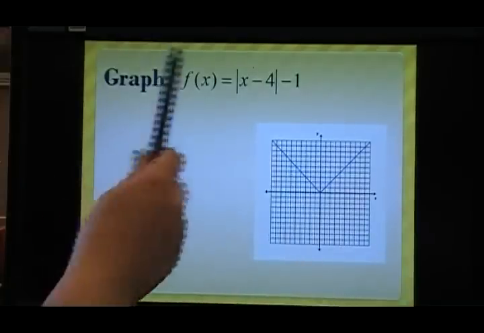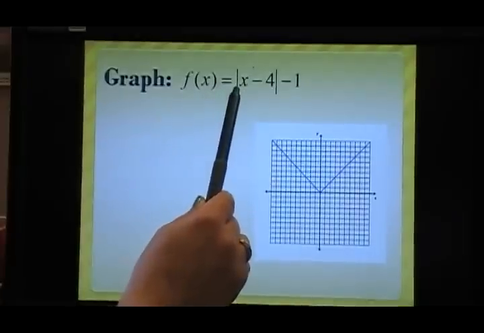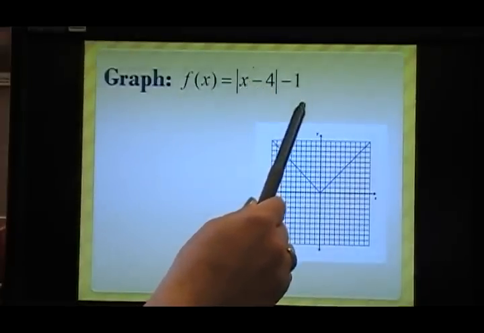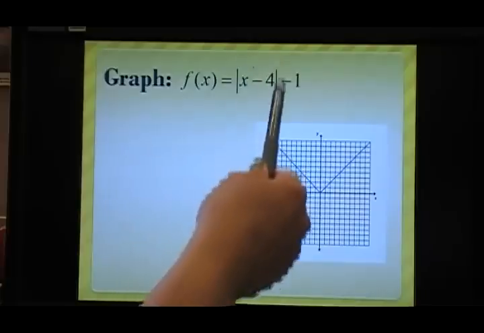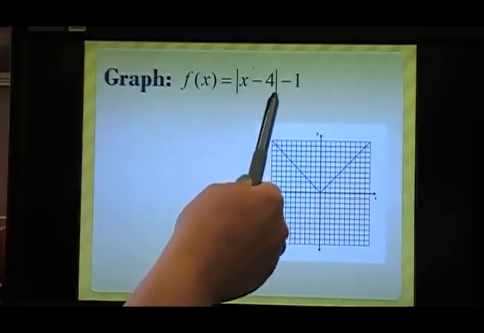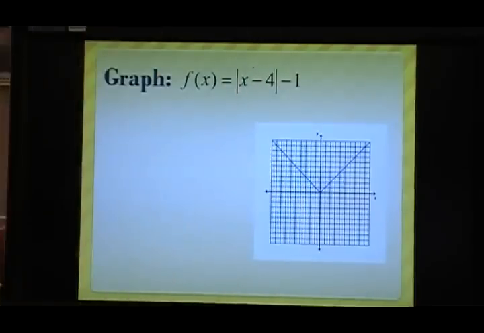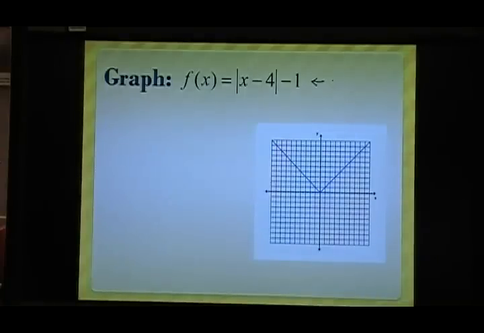So, looking at this graph here, we have f of x equals the absolute value of x minus 4, minus 1. So when I'm looking at this, I say, oh, this is an absolute value function. I see these absolute values, and so because it is an absolute value function, I can use transformations of the basic absolute value function to graph.